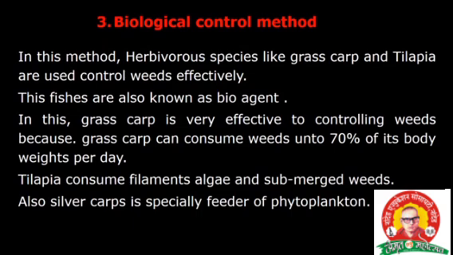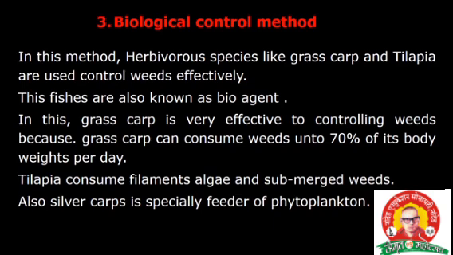This is the biological control. Sometimes they ask for 2 marks about the biological control. In this method, herbivorous fish species are used. Herbivorous means they feed on plants, vegetables, greenery, decay and all these things. Herbivorous fishes like grass carp and tilapia are used to control the weed effectively. These fishes are also known as biogens because they control the weeds.